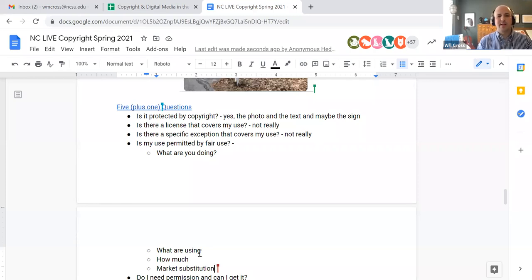The other thing that I really like about that case is that it illustrates the way that these four factors really do get sort of stirred together.